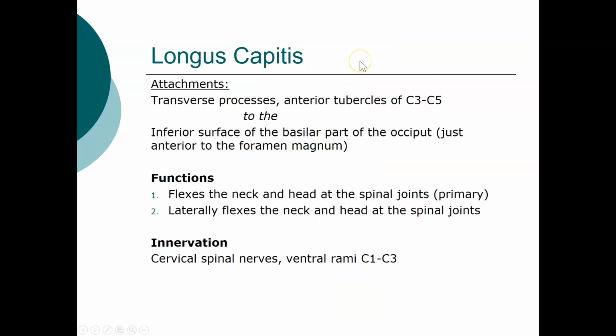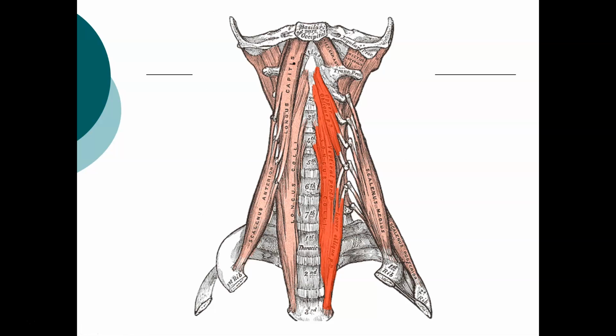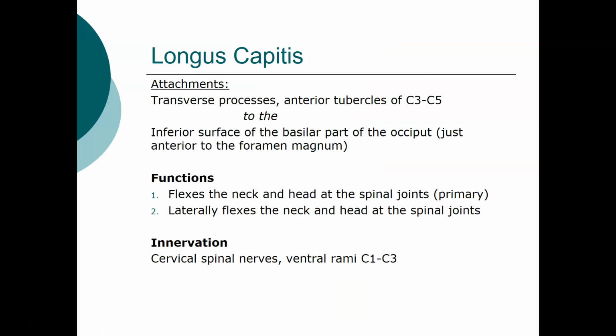The next is longus capitis. So this was longus colli. Longus capitis is probably going to tell you something, and that is that it does attach to the head. Its attachments are the transverse processes on the anterior tubercles of C3 to C5 and up to the inferior surface of the basilar part of the occiput, just anterior to the foramen magnum.